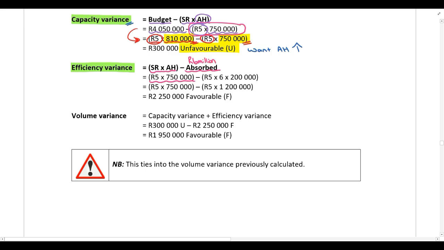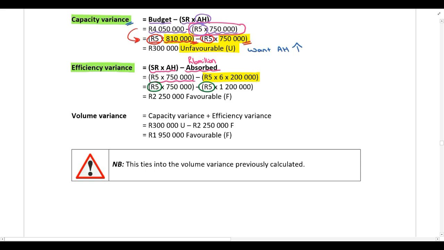Now you can see I've broken this down in a slightly different way just so that we can look at the discussion around why this variance is favorable. But you'll see if you calculate that, you come back to the absorbed cost of 6 million. So what I'm trying to show you with my breakdown is you'll see the standard rates are exactly the same.